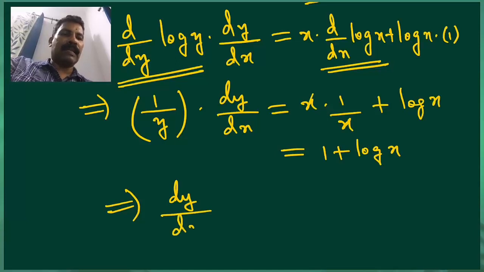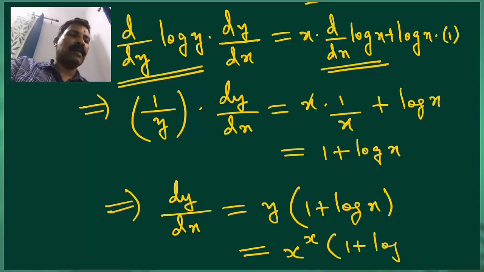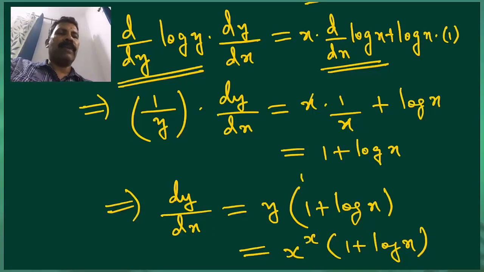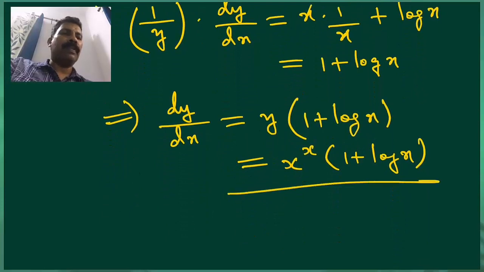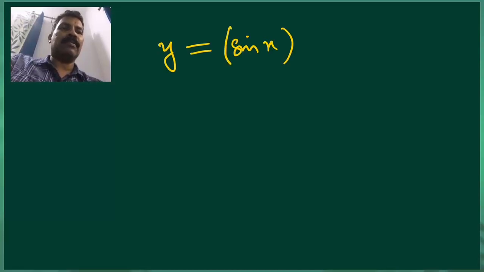So dy by dx equals y into 1 plus log x, that is y. We can replace it with x power x, then into 1 plus log x. This way we can perform the logarithmic differentiation. One more question I will show you, that is say y is equal to sin x to the power x.